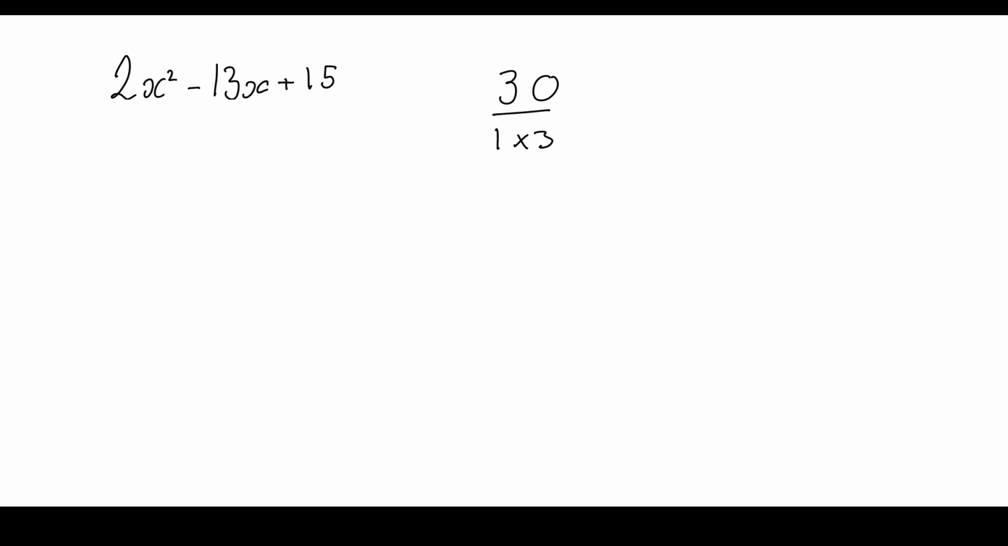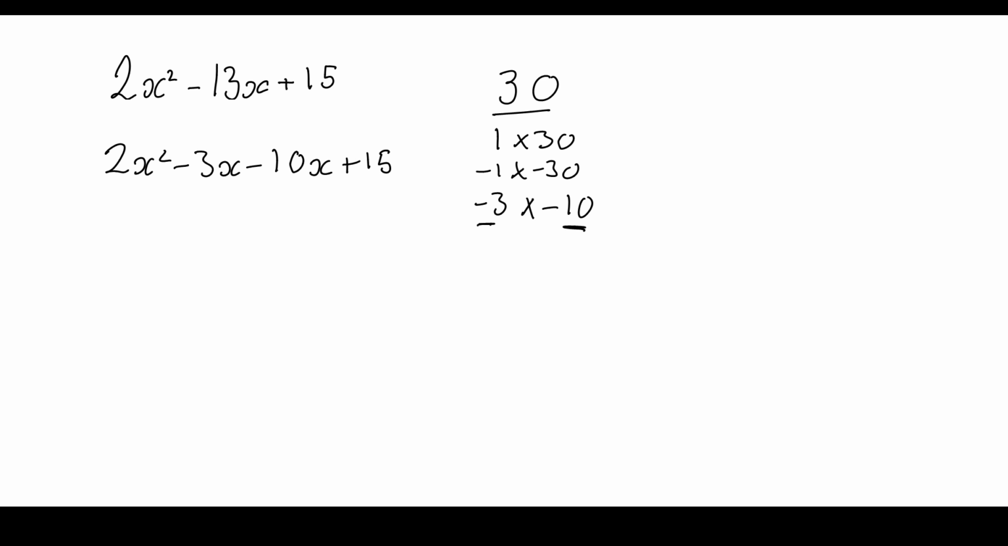Let's have a look. We've got 1 times 30. Well, obviously that's going to give me a positive answer. Negative 1 times negative 30. Well, it's obviously too big. But let's just speed this up a bit. What about negative 3 multiplied by negative 10? When I multiply those together I get 30. When I add them together I get negative 13. So I'm going to use these two values, and we do this every time, to rewrite the minus 13x. And so that's going to be 2x squared minus 3x minus 10x plus 15.